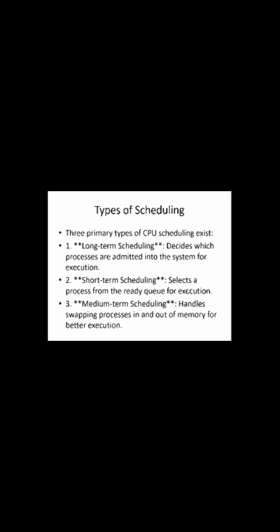The short-term scheduling selects a process from the ready queue for execution. It will select the process from the ready queue. So the process will be in a queue, which will be implemented in last in first out. Next, medium-term scheduling handles swapping processes in and out of the memory for better executions.